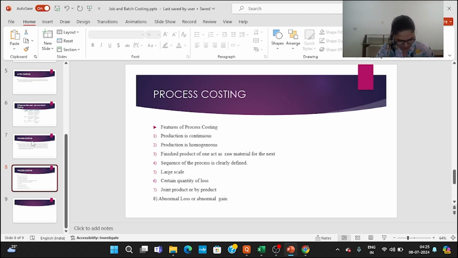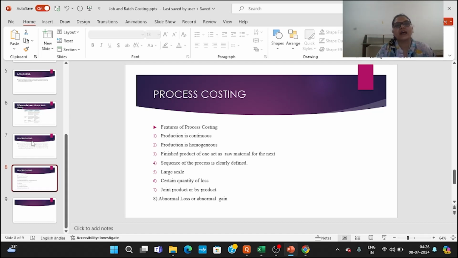The sequence for processing the product in process costing is predetermined and pre-decided, and the setup is pre-planned in advance, so that it is known how the product will go from one process to another. Next is, the sequence of operations for processing the product is specific and predetermined. Also, to complete the production work, the sequence for the product is clearly defined.